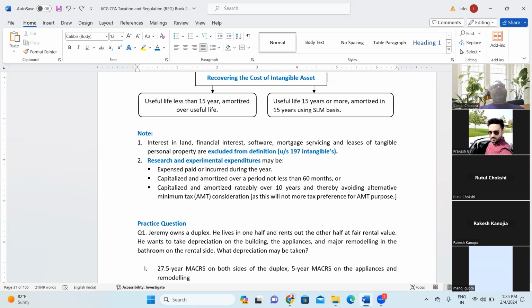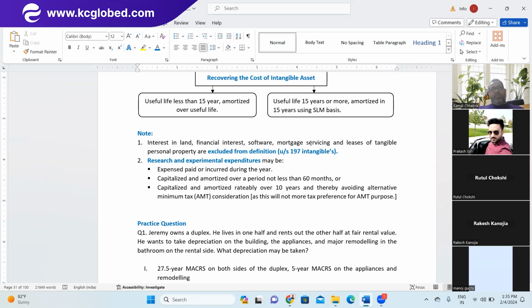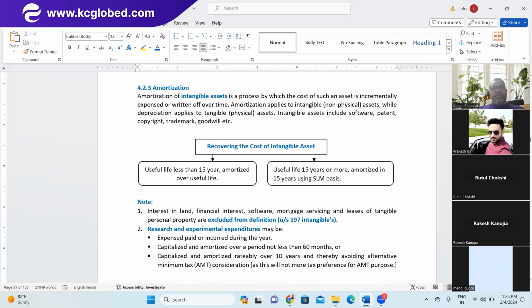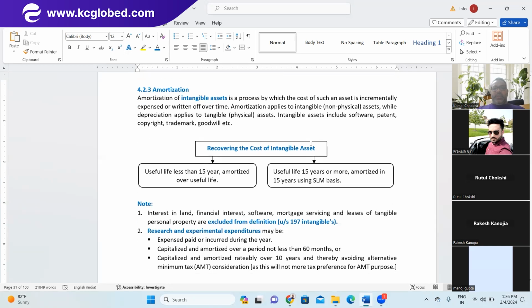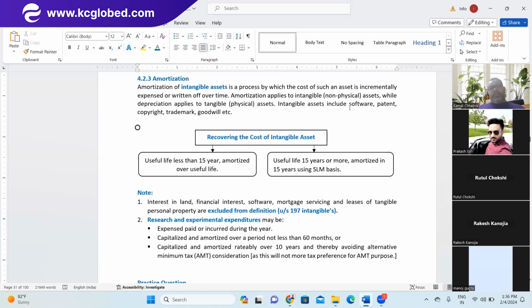So keep these in mind: interest in land, financial interest, software, mortgage services, and leases of tangible personal property are not covered in section 197. That will go under MACRS, normal depreciation. But other properties can be covered, like goodwill, which we were discussing earlier. Goodwill, patents, copyright, trademark, right? Those are intangible. So once again, there's a confusion on software.